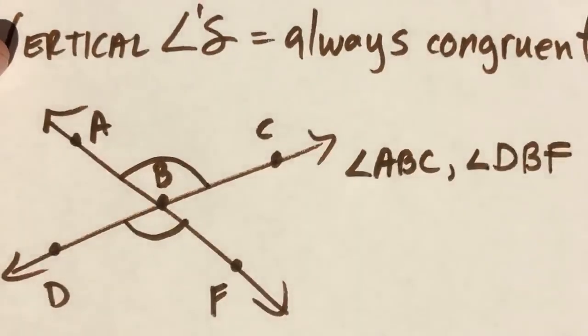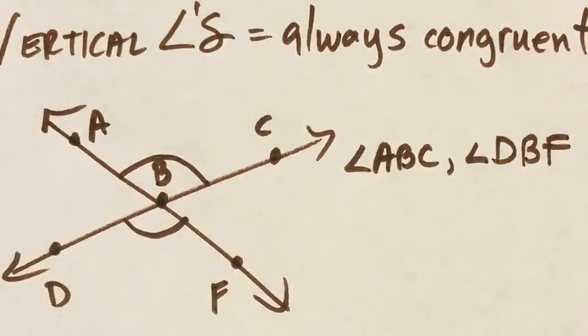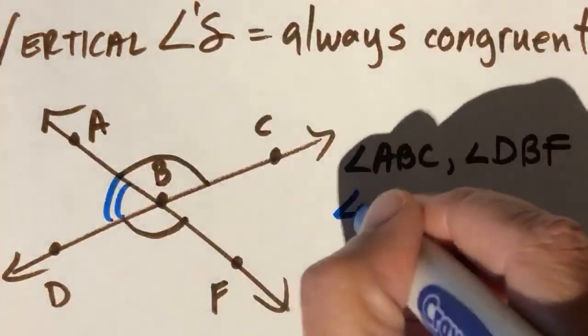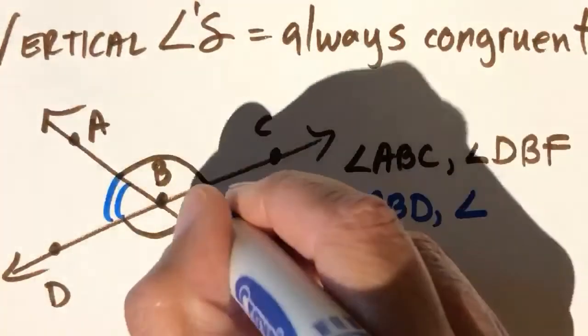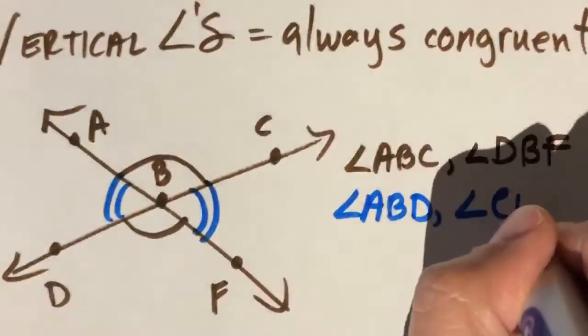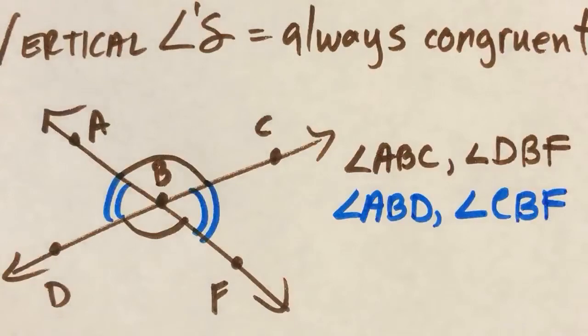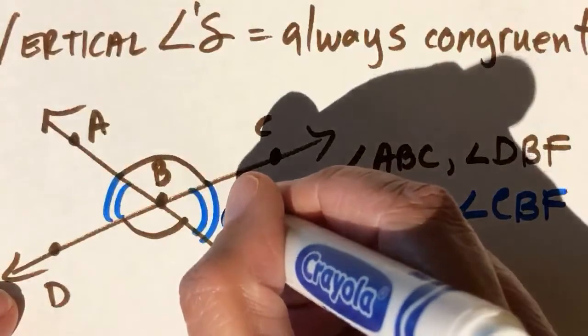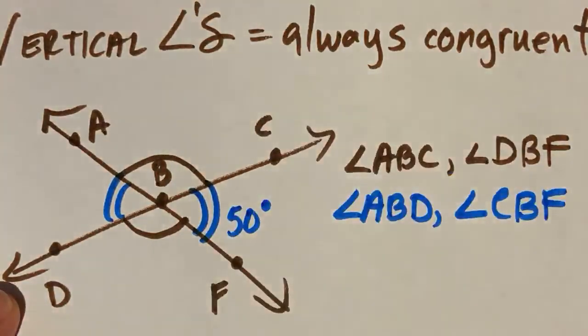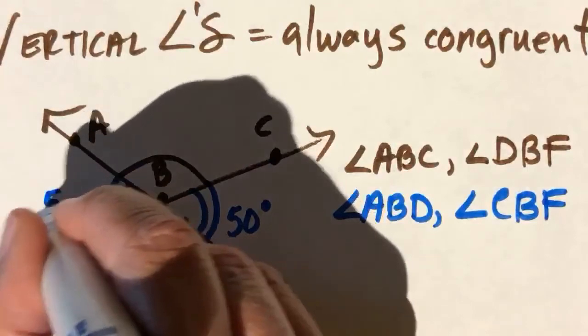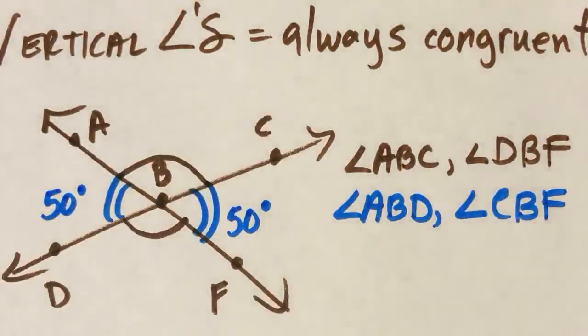Since those two are vertical, what else can you say about them? They're congruent, right? Okay, they're congruent. So now let's look at the other pair of vertical angles we have. I have ABD, which is this guy, vertical to CBF, which is this guy. So those are vertical, and you know that vertical angles are always congruent. So for example, if this one is 50, that's CBF, this one's also 50 because the verticals are always the same. Always.